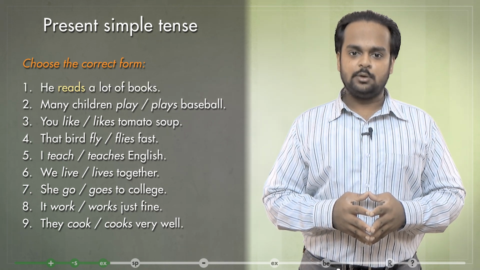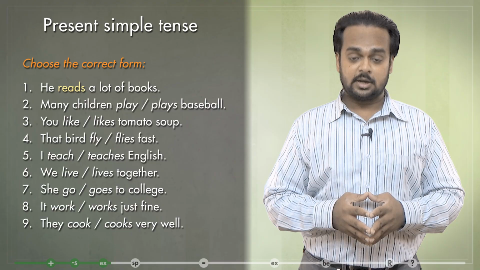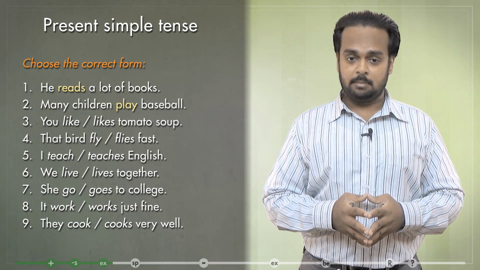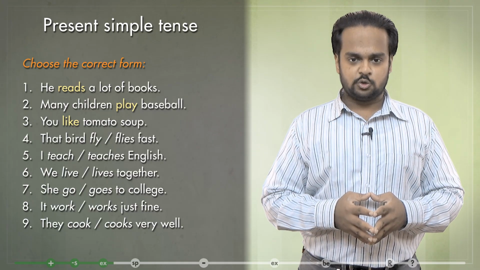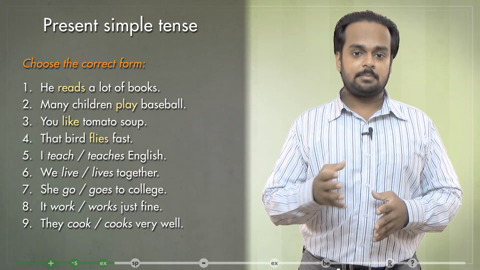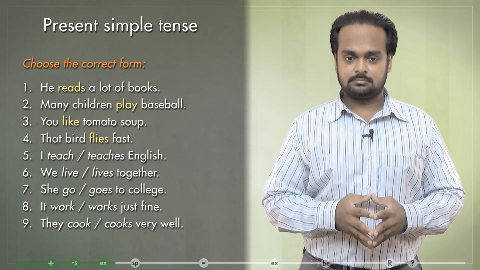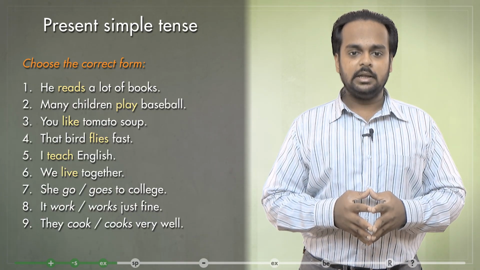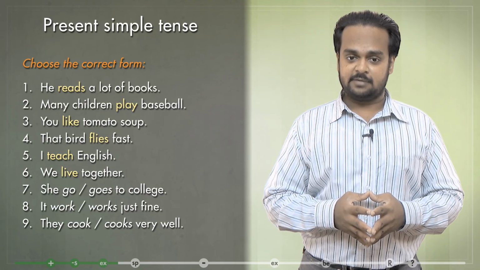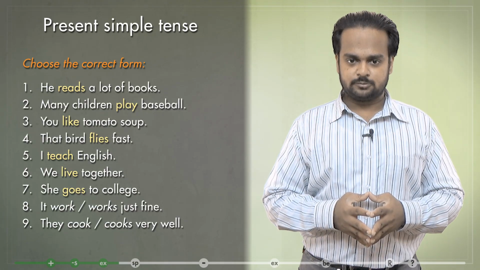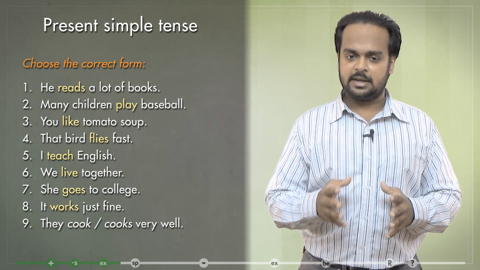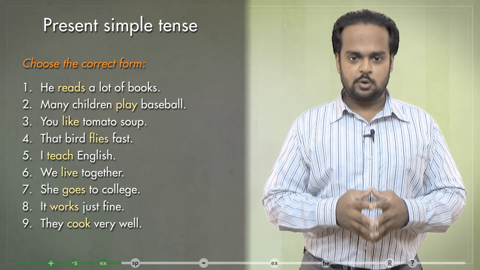Number 1, he reads a lot of books. Number 2, many children play baseball. Number 3, you like tomato soup. Number 4, that bird flies fast. Number 5, I teach English. Number 6, we live together. Number 7, she goes to college. Number 8, it works just fine. Number 9, they cook very well.